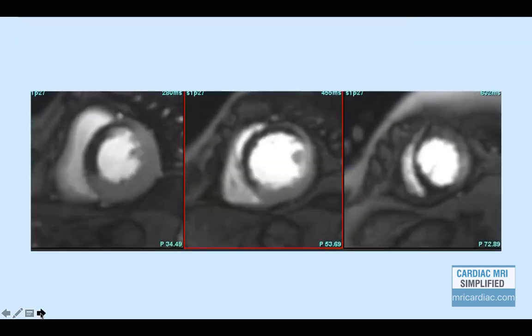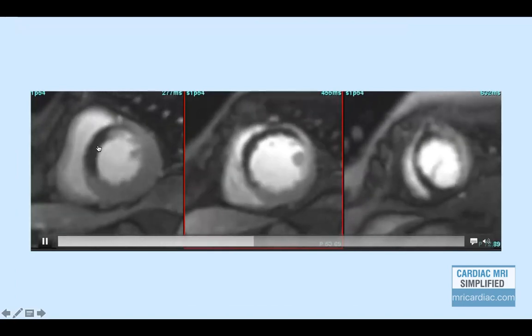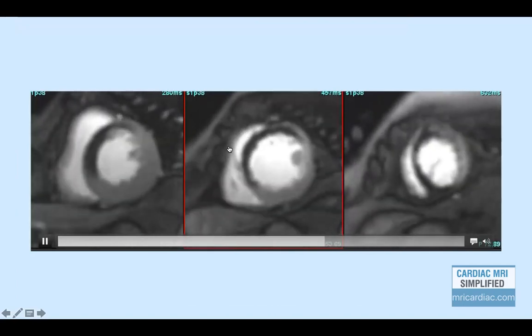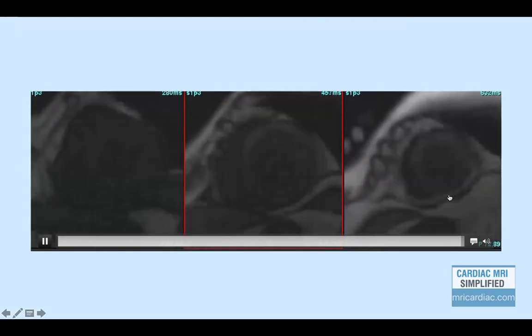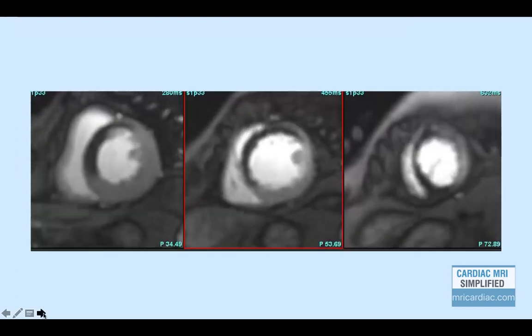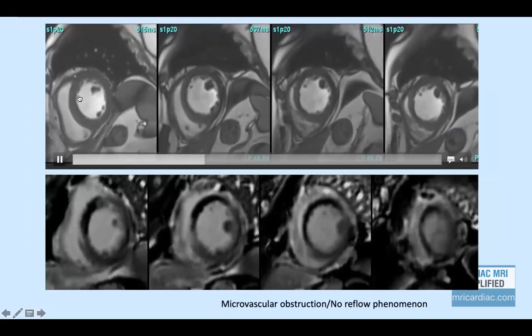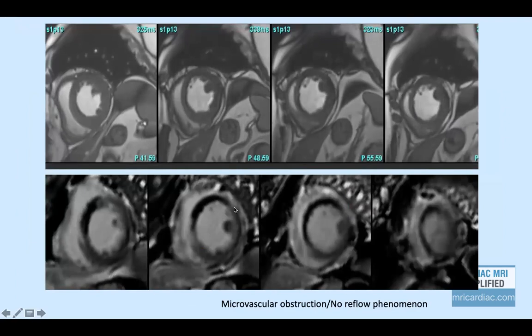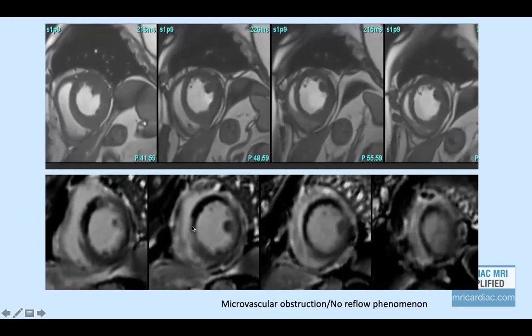First pass perfusion images reveal extensive perfusion defect in the basal anteroseptal, mid-anterior and anteroseptal, apical septal, and apical inferior segments. These are the late gadolinium enhancement images. As you compare with the cine and LG images, there is a large area of microvascular obstruction within the anterior and anteroseptal segments in LAD territory.